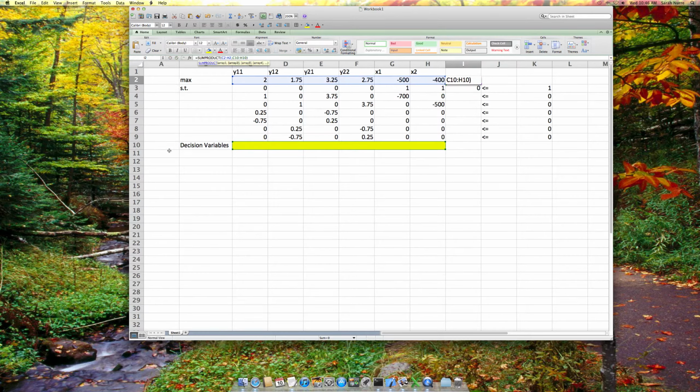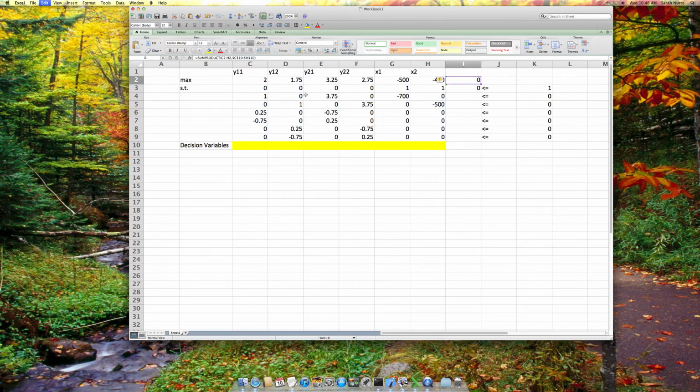So here I'm going to lock this row 10, which can be done by F4 on Windows and Command T on a Mac. So here I've locked in that row corresponding to my decision variables, because I'm always going to use this row, but I want the top row, this blue row, to increment down as I copy it.